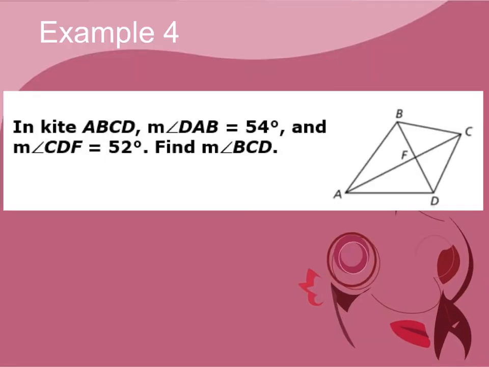Example 4. In kite ABCD, the measure of angle DAB is equal to 54 degrees, and the measure of angle CDF is equal to 52 degrees. Find the measure of angle BCD. So we're looking for this angle here, BCD. And it gave us that DAB is 54 and CDF is 52.